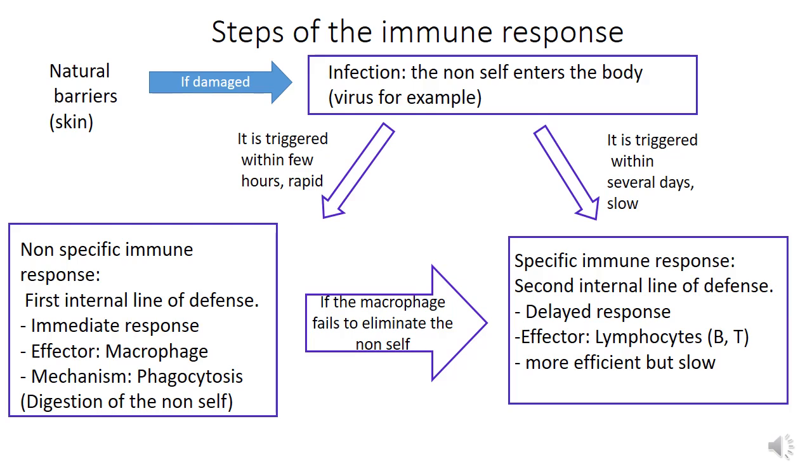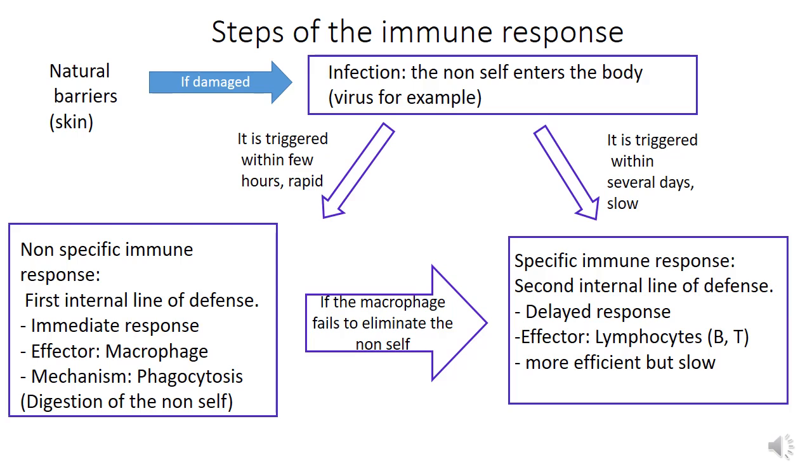First of all, a first immune response is triggered within few hours after the infection. So this is really rapid. What is this immune response? It is the non-specific immune response. We consider it as the first internal line of defense. It's immediate because it's rapid, and the effector of this response is the macrophage. How? This macrophage is going to eliminate the intruder by a mechanism called phagocytosis.